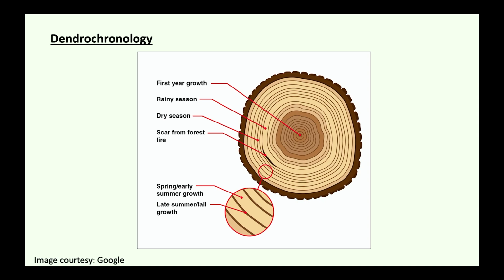The scientists just count the rings and they can say how old the particular tree is. And you just look here, there is a scar on the ring, and this scar indicates the fire activity in that particular time period. So dendrochronology is very necessary when we are going to find out a particular time period of a tree.